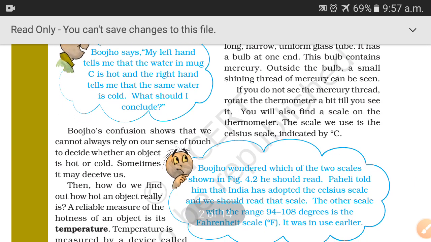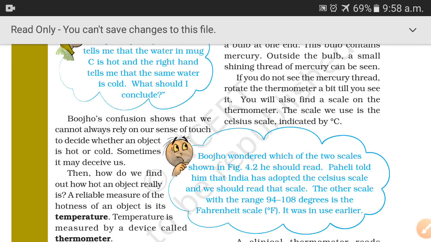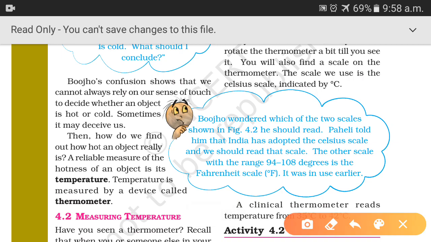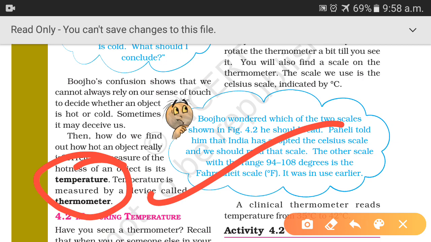Now there is a confusion because we cannot always rely on our sense of touch. You will find that your right hand will feel hot and your left hand will feel cold. Means both the hands will have a different type of feeling. One hand will feel hot and the other hand will feel cold. That means this activity shows that the sense of touch may not always tell us correctly whether an object is hot or cold. So to overcome this problem, we will study a new term, temperature.